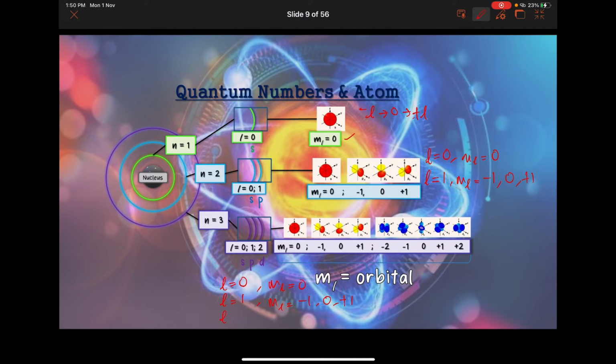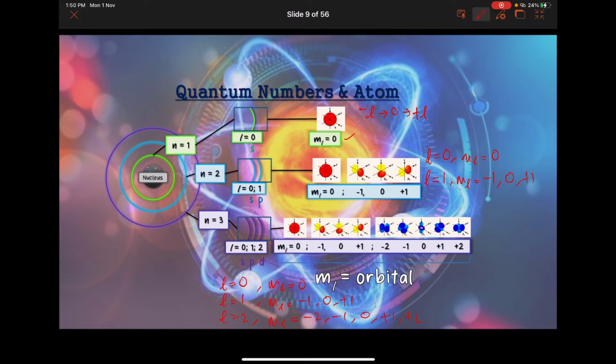And then when the L is 2, which means we have ml is negative 2, negative 1, 0, plus 1 and plus 2. So from the value of the ml, it indicates how many orbitals are in the subshell. So for L is 0, for the subshell 0, the ml is 0, which means we have 1 orbital in L0.